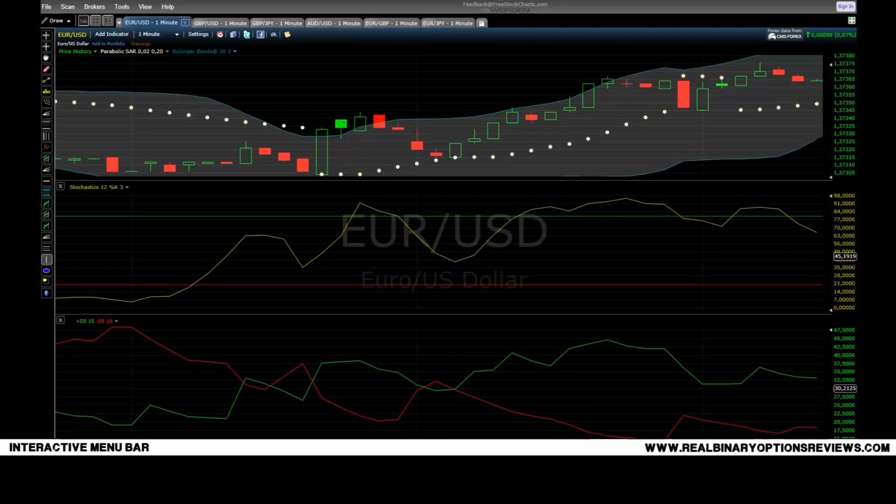So the first thing is, of course, waiting for the green candle to close above the Bollinger Band. This was one of these candles, but here you can see the stochastic was still not crossing the line, and when this green candle closed, then I would enter the trade down. So here I would trade down with 5-minute expiry.